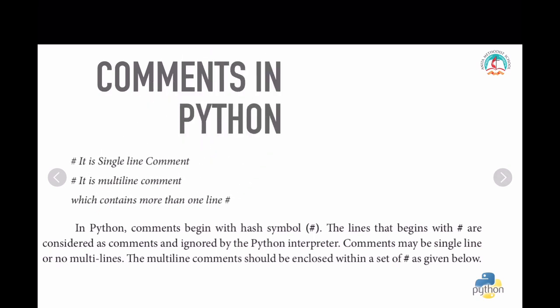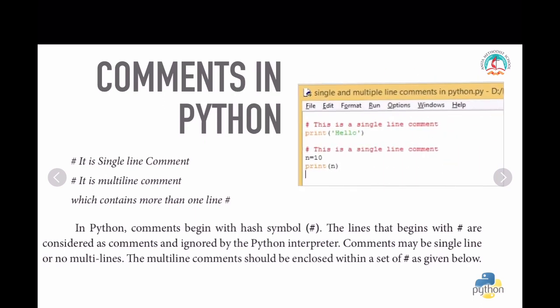Now we will see an example. Do you see here? It is a single line comment. It is a multi-line comment. You have hash at the start of the line and the end of the line. So that is called a multi-line comment. And then you have an example over here. The hash is used at the beginning. Here the hash is also used at the beginning of the line.